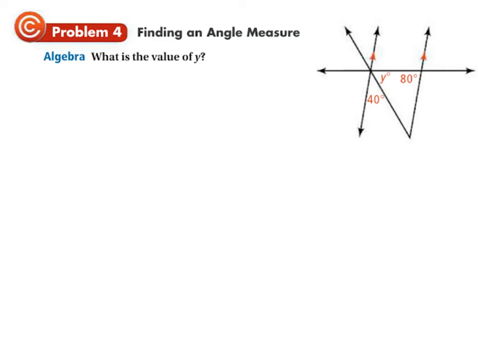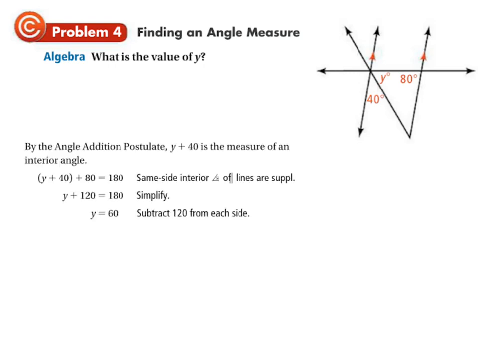So this one might seem a little wacky to you at the start because there's this extra line and it looks confusing, but imagine if this line wasn't here for a second and you could see that these are two parallel lines cut by a transversal, and this angle right here is 80, and this whole thing right here would then be same side interior angles, and they need to sum to 180. So what could we do with that information? Here we know that y plus 40 is one of the angles, and the other angle, 80, they need to sum to 180. Same side interior angles are supplementary.